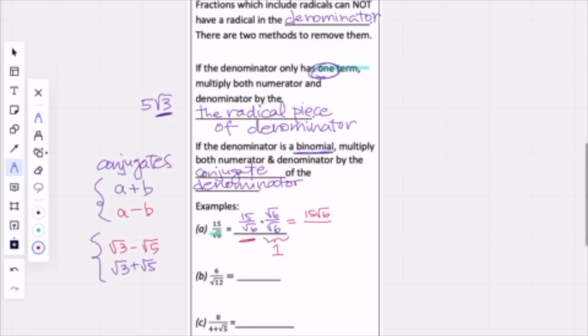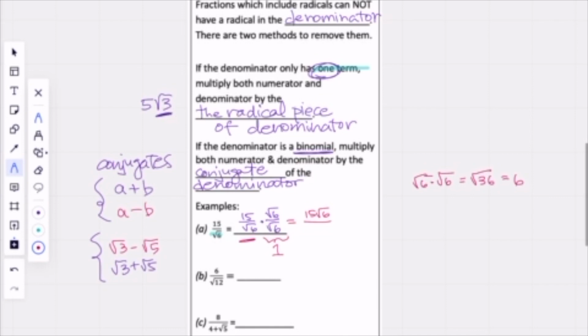Now the square root of 6 times the square root of 6. Let's have a second to talk about that. The square root of 6 times the square root of 6. This is the same as the square root of 36, which is the same as 6.